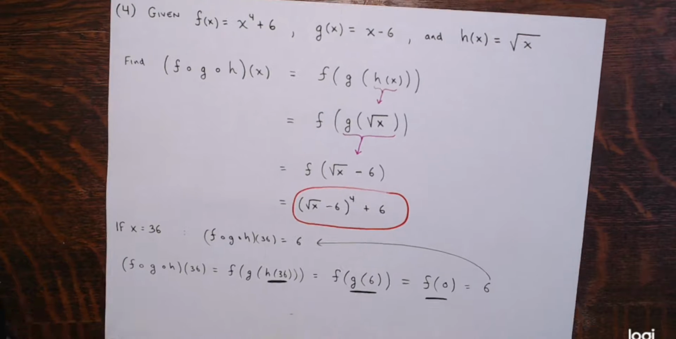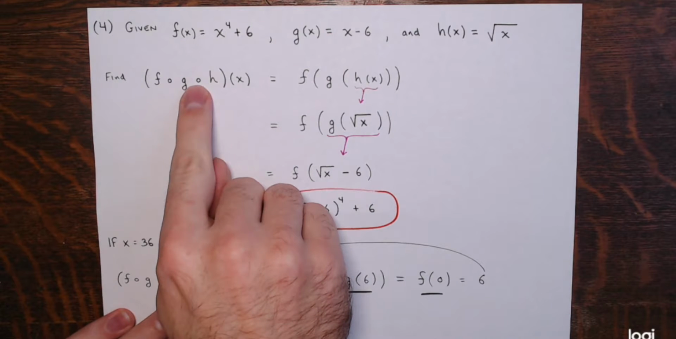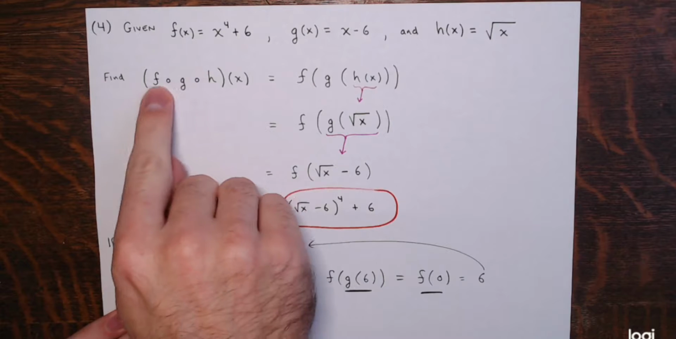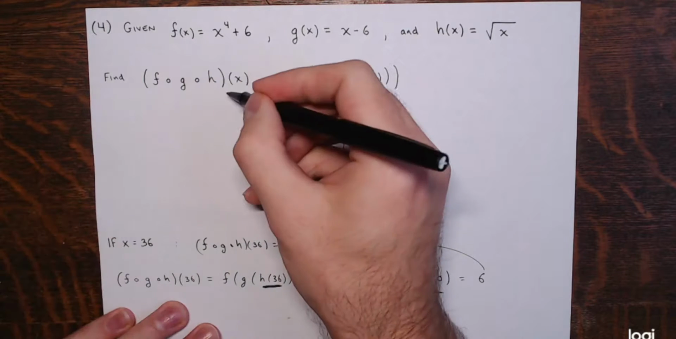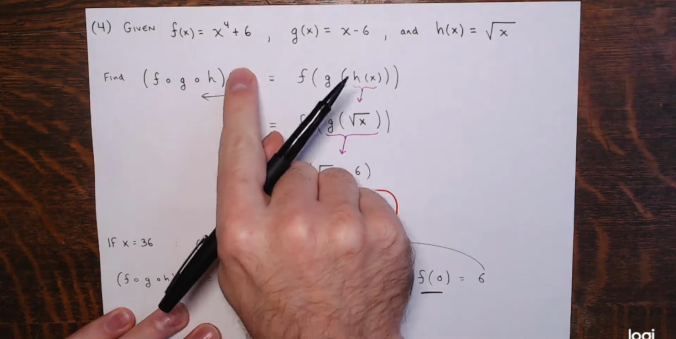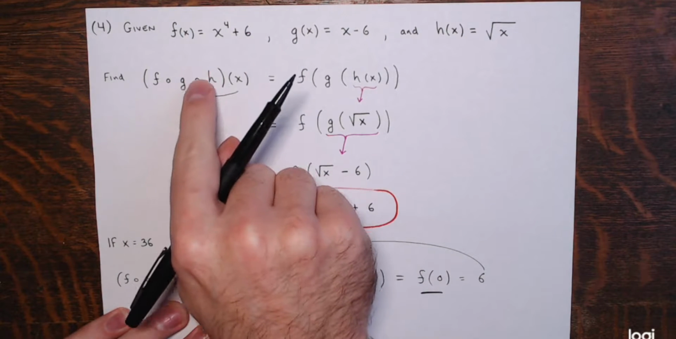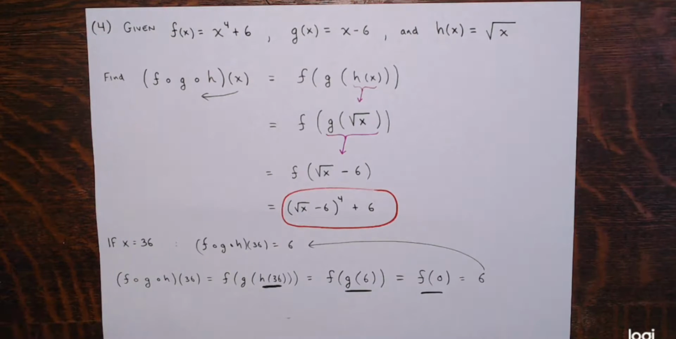Alright, I'm hoping the procedure makes sense after watching me go through these 4 examples. When you see this little o symbol, the composite symbol, you're just going right to left. You plug x into the first function, then take that output, plug it into the next function, then take that output, plug it into the final, however many functions there are, just keep going right to left until you're done. And after some practice, I feel like it's pretty easy.